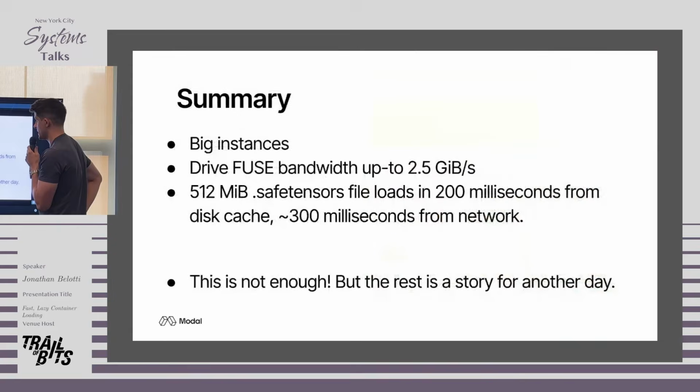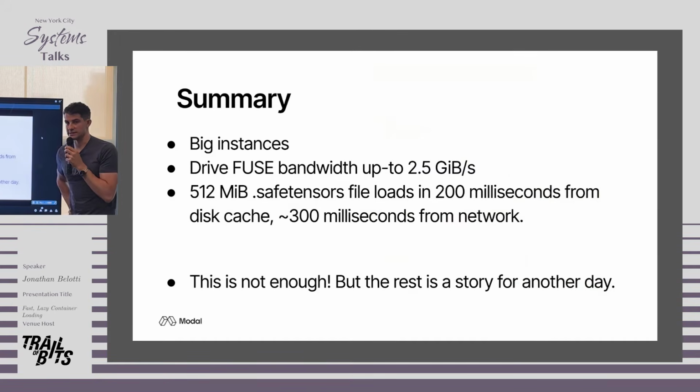So, summary: get big instances, that's simple. With these changes and some others that I haven't been able to talk about, you'll get up to about 2.5 gigabytes a second. If you've got significantly higher than that, I'd love to hear about it. We can load this 512 megabyte safetensors file in around 200 milliseconds from disk cache and 300 milliseconds from the network, which is a lot better than the better part of 1 second. But this is not enough, and that's a story for another day, basically. I think that's all I've got.